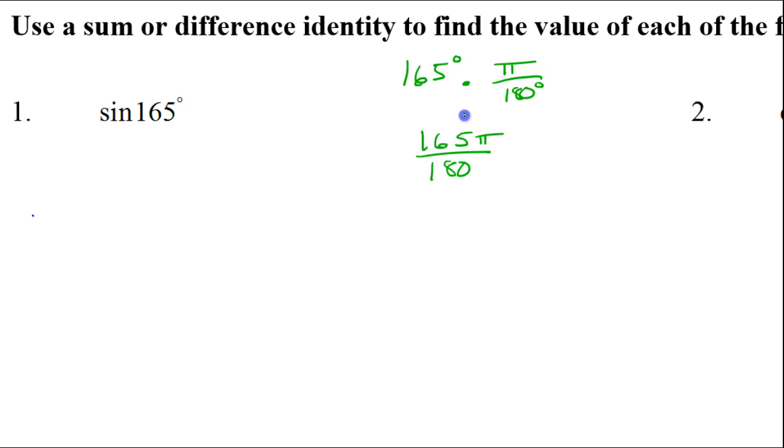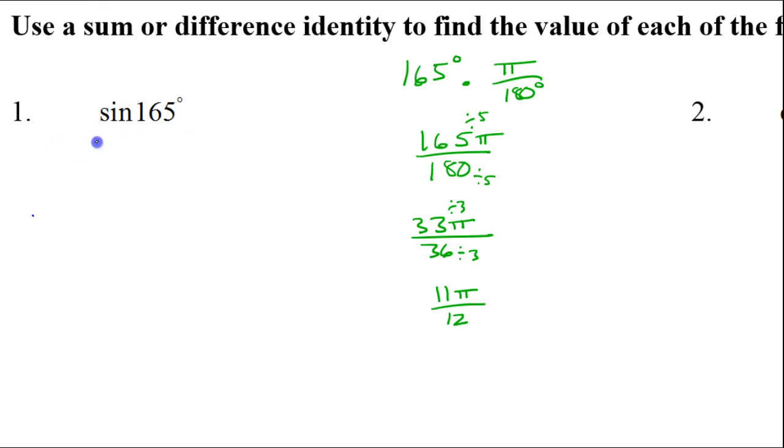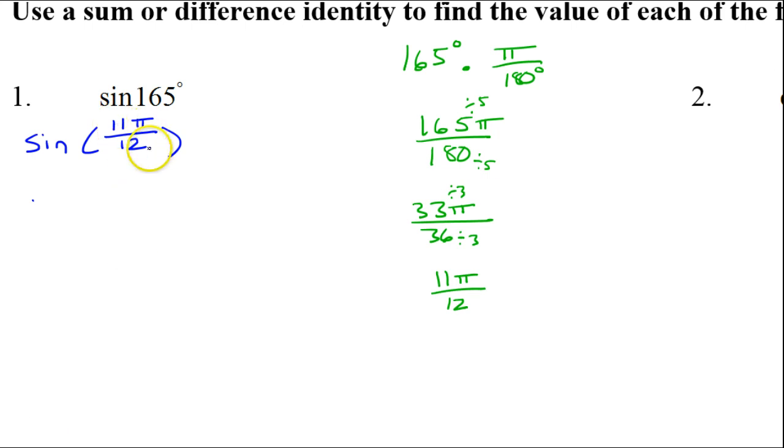So it's just a matter of reducing this. If I were to divide each of these by 5, that's going to give me 33 pi over 36. Now, these are obviously divisible by 3. So if I divide each of these by 3, then I wind up with 11 pi over 12. So now I've just converted this over to radians. So this is the same thing as the sine of 11 pi over 12.